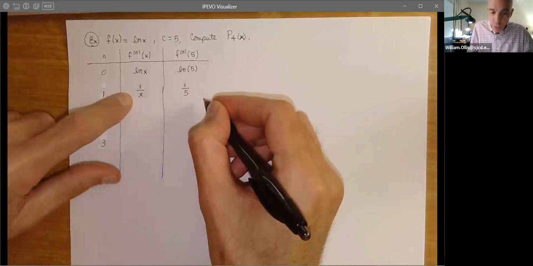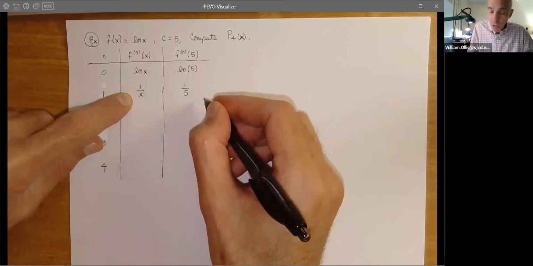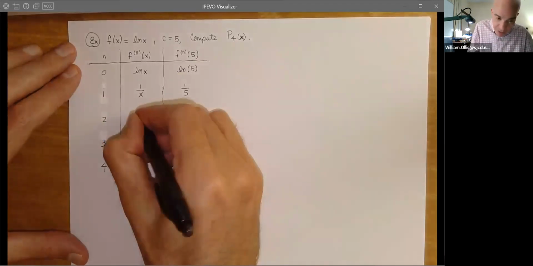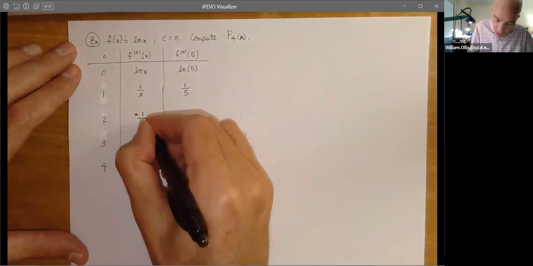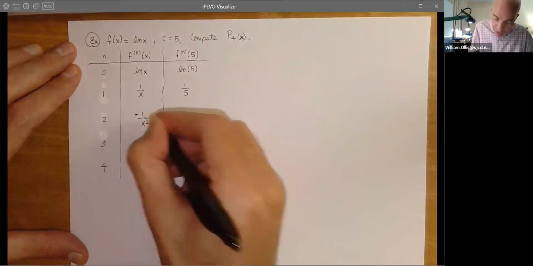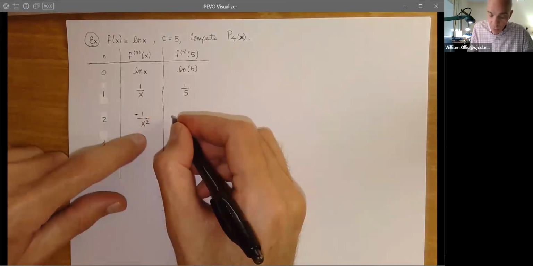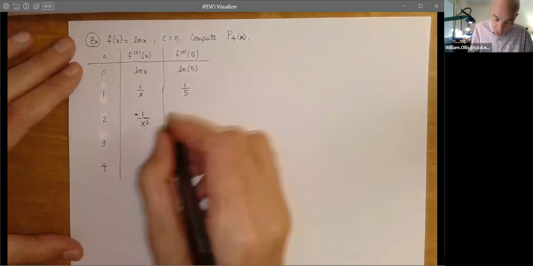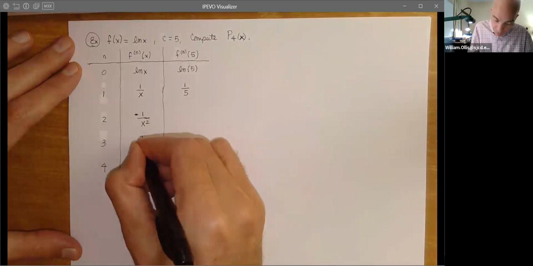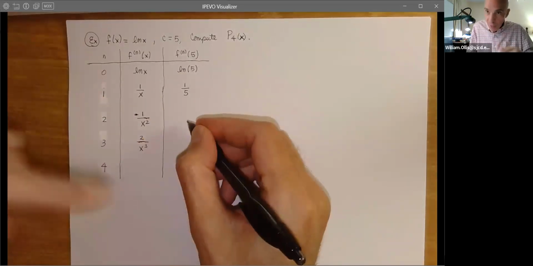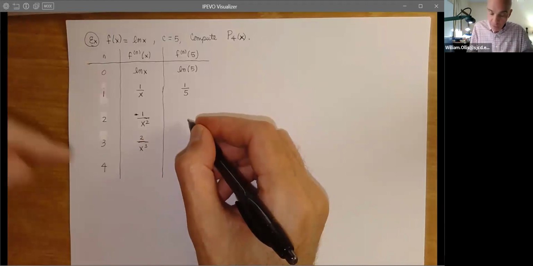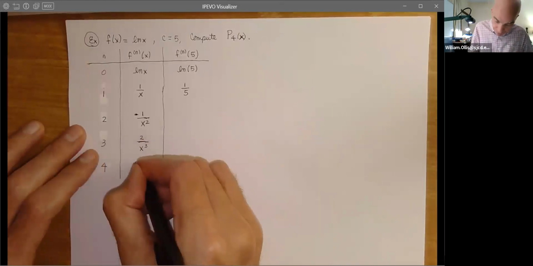And now, of course, this is where we start generating the powers of 2. So this is going to be negative 1 x squared. Let's just go ahead and finish these. So this now will bring a negative 2. So we'll get 2, negative 2 over x to the 3rd. Bring that up, then we'll have a 2 times a negative 3, x to the 4th.